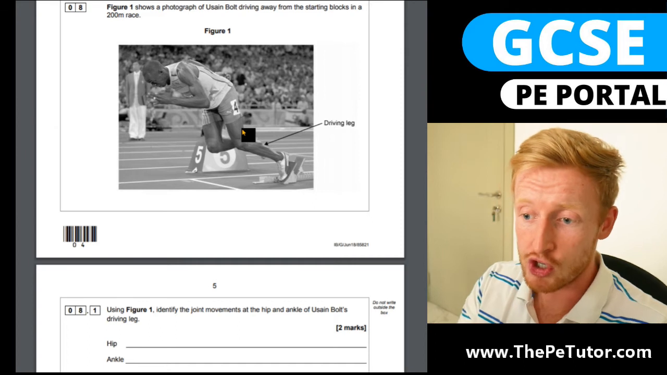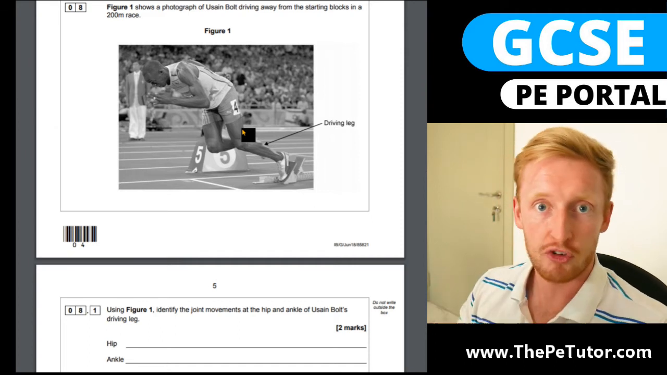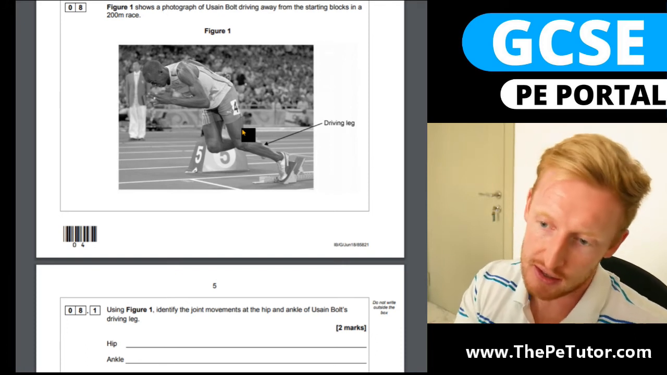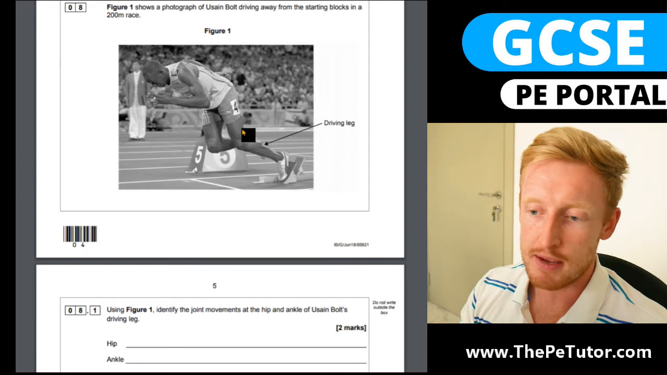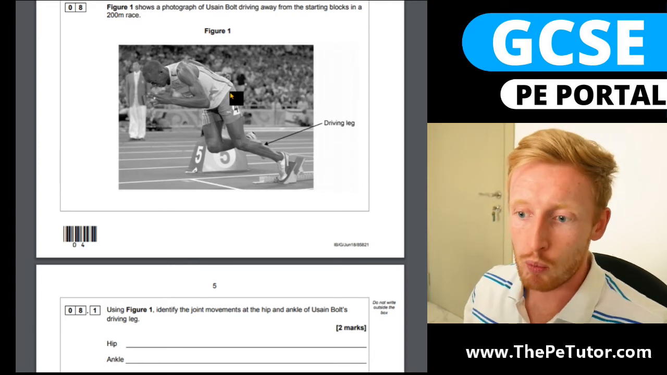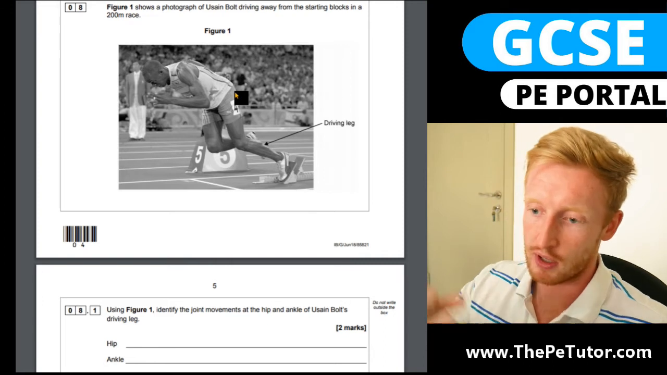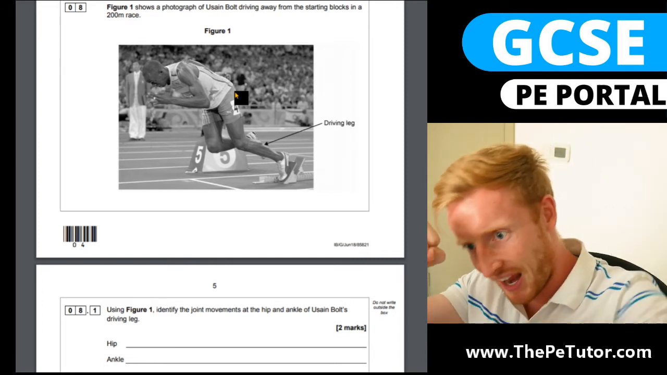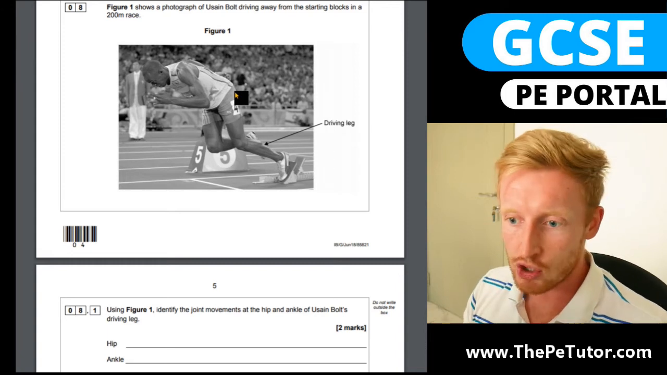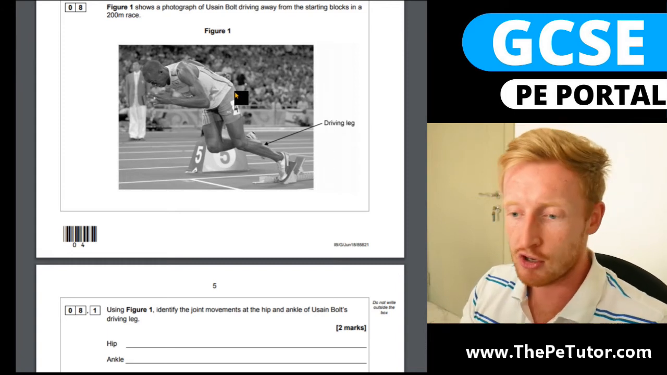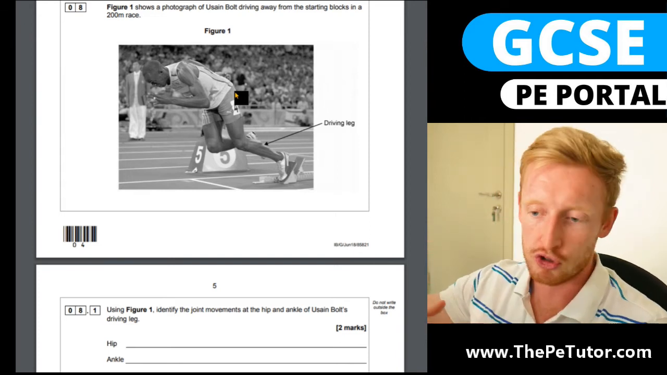Now in a different question, it might focus on this and it might ask you, what's the agonist? What's the prime mover? What's the antagonist? What plane or axis is that movement taking place in? Now in that scenario, it would be the gluteus maximus that is contracting concentrically to bring that femur down and round behind Usain Bolt, causing that extension, while the hip flexors have to be contracting eccentrically as they lengthen to allow that movement to occur.